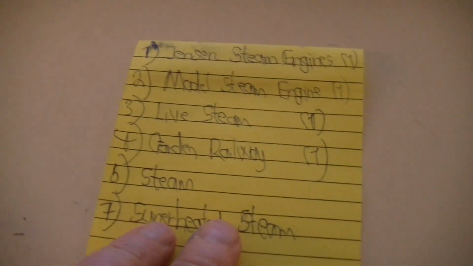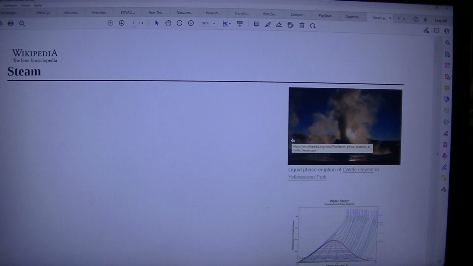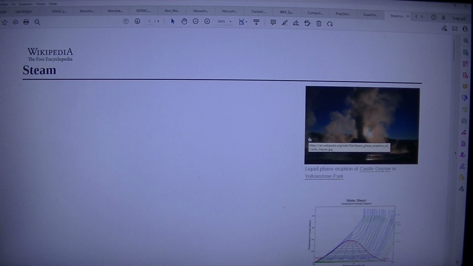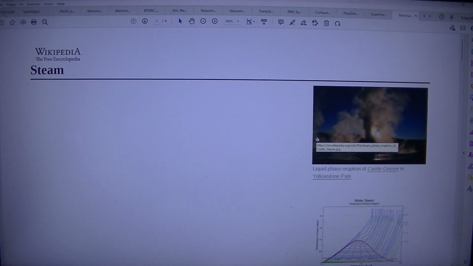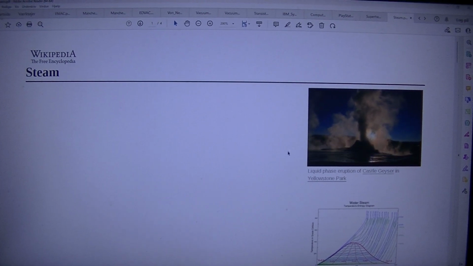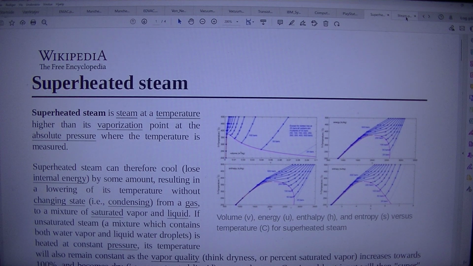Then I'll upload later, because I need to save the power for my steam engine tonight. So let's read this one, steam, and superheated steam next.